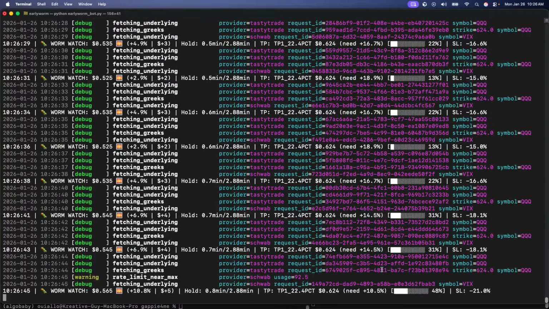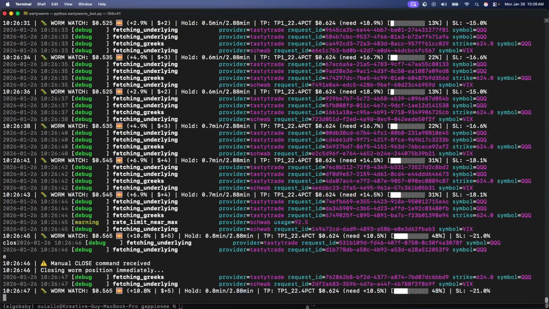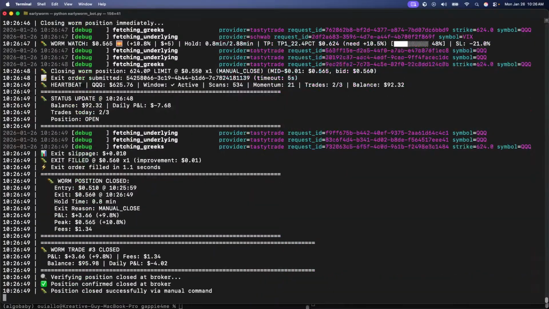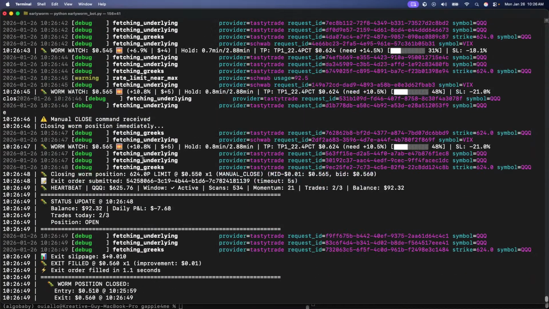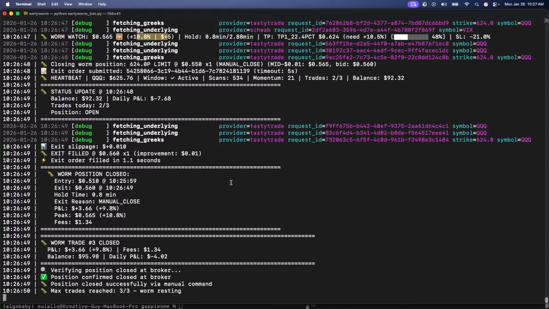Okay, maybe I gotta drive the boat. Yeah, let me drive the boat. Oh, look at that. We just TP'd. I love it. We made $5, 10%, in less than a minute. So total for the day, 2 out of 3, right?